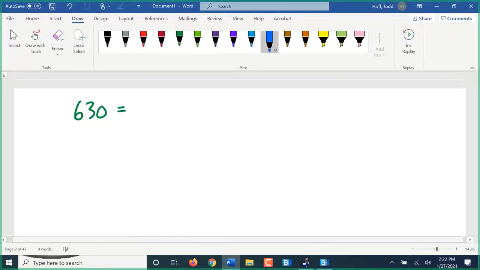What's the prime factorization of 630? The first thing I always look for is 10s or 5s because they're easy and they're large numbers. This is divisible by 10 because it ends with 0. If I divide by 10, what's left? 63. So I always look for those 10s and 5s first. The 10 ends in 0, which means it's divisible by 5 and 2. Both of those are prime, so I'm going to circle them. Moving on to the 63.